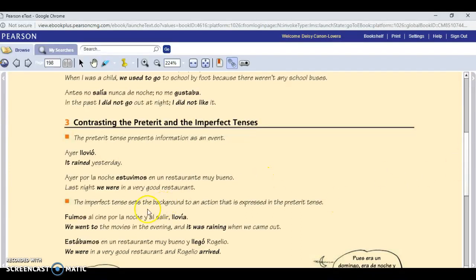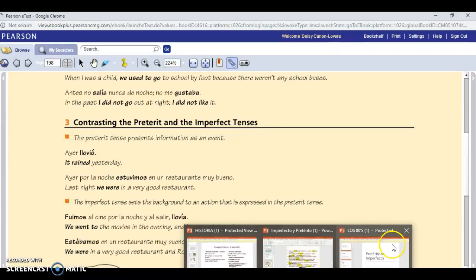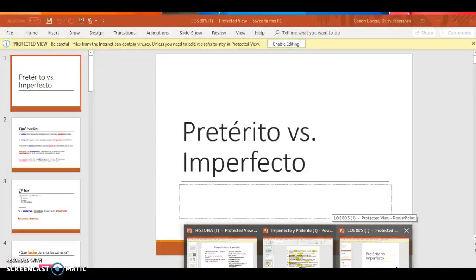Like, for example, we went to the movies in the evening, and it was raining when we came out. So we use the past progressive: was, were, -ing, and the expression used to talk about actions that happen like a habit in the past. Okay. So this video will be so helpful for you to understand the different uses of the pretérito and the imperfect in Spanish.